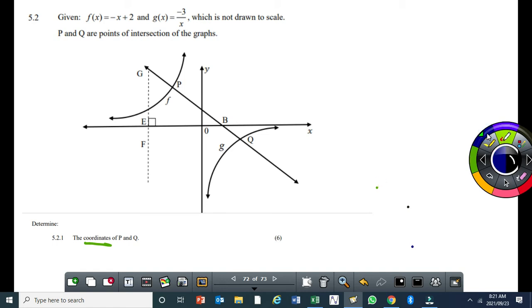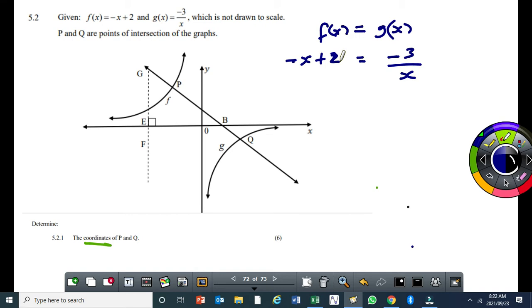So first thing here, I'll write f of x is equal to g of x. So f of x is equal to minus x plus 2, and g of x is equal to minus 3 over x.